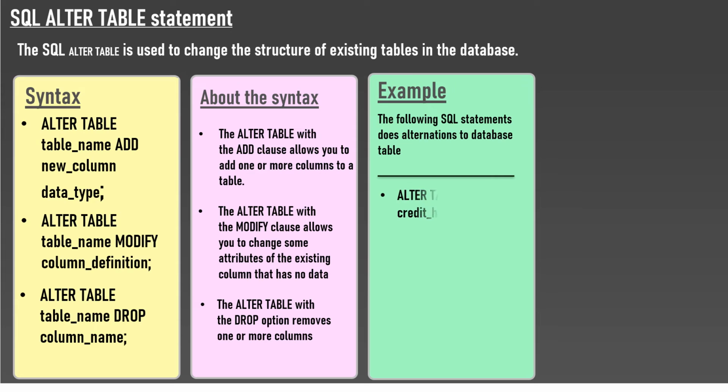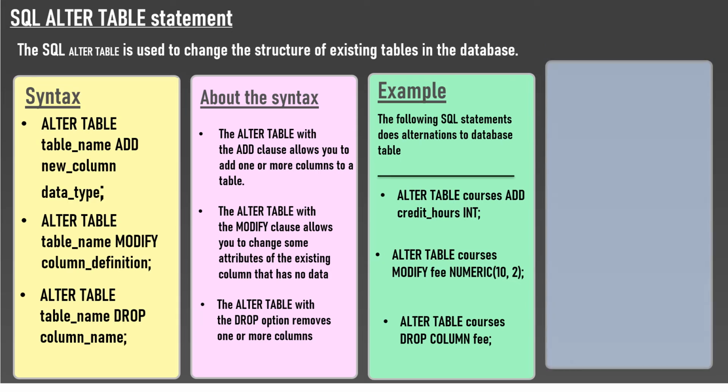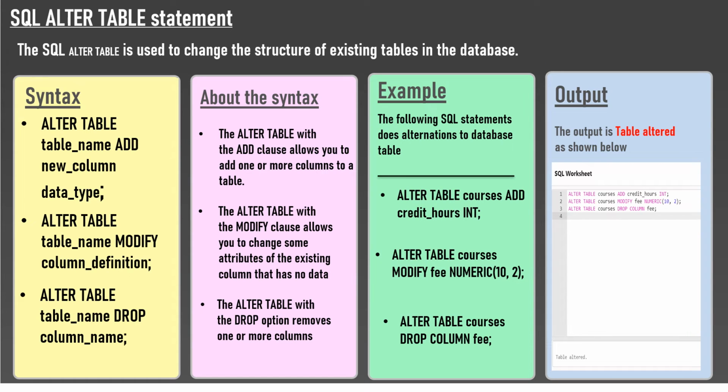For example, the following statements make alterations to the existing database schema that we created before. The courses table has the columns course ID and course name, and we are adding a new column, credit hours. That credit hours column is added with the alter table statement: ALTER TABLE courses ADD course credit hours with the data type int.